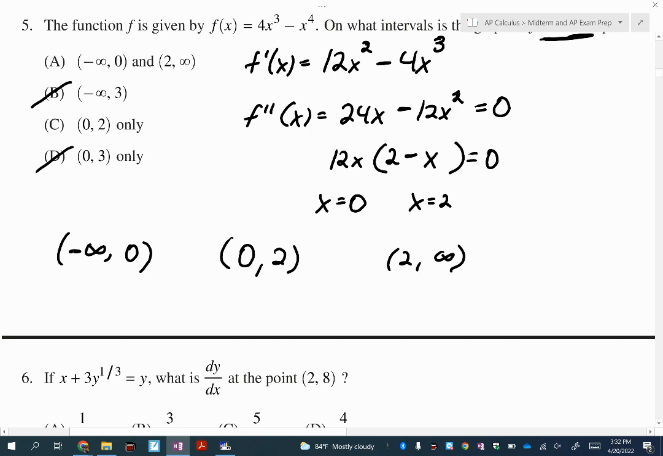Okay? Now, the way you want to do this is you're going to pick a number in these intervals and be nice to yourself, okay? We're going to pick a number in these intervals and plug it in to the second derivative. The sign of our answer, I don't care what the answer is, the sign, S-I-G-N, will tell us if this function is concave up or concave down. So what number am I going to choose for the first one? Negative one. That's what I'm going to choose.